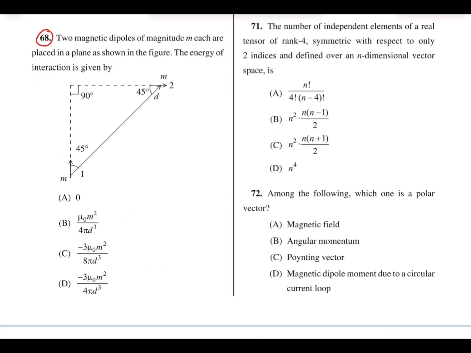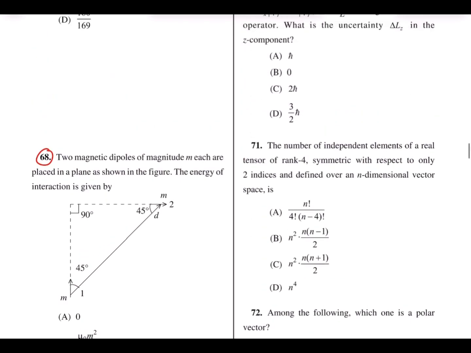Problem 68. Two magnetic dipoles of magnitude m each are placed in a plane as shown in the figure. The energy of interaction is given by... So we recall two expressions. One is the magnetic field, given by mu naught m divided by 4 pi r cubed times (2 cos theta r cap plus sin theta theta cap). This is the magnetic field produced by a magnetic dipole, and the energy of interaction is given by minus m dot B. From the figure we see that theta is 45 degrees.